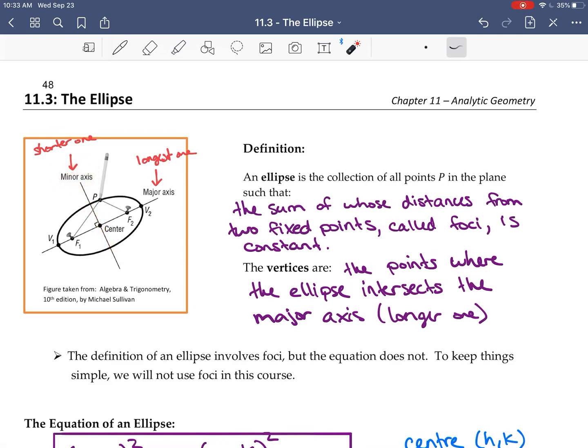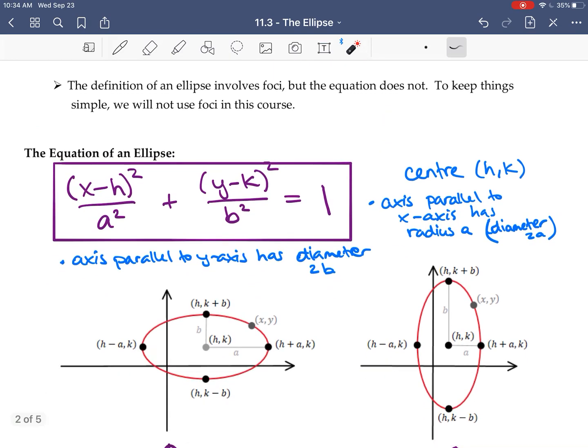Okay, and then the way we define an ellipse is with these foci, but we're not actually going to use those, so you don't have to worry about that. So remember that this is the standard form for the equation for an ellipse. It's like the equation for the circle, except that it equals 1. And then we have these a squared and b squared under our perfect squares for x and y. So if it's in this form, then you have center h, k, like we do for circles. And the a and the b give you the radius of each of these major and minor axes.